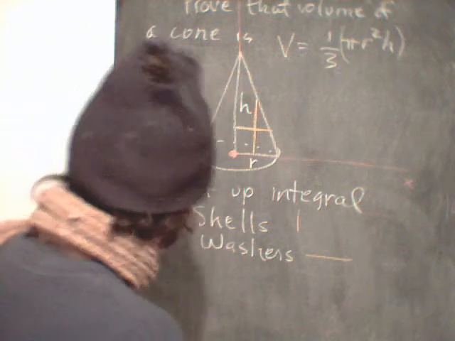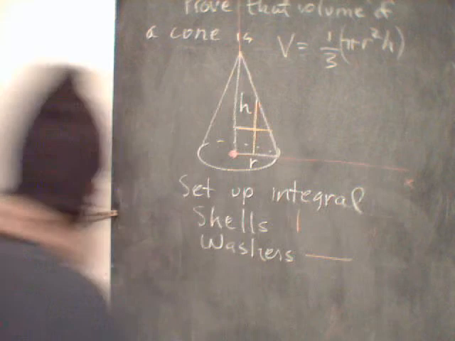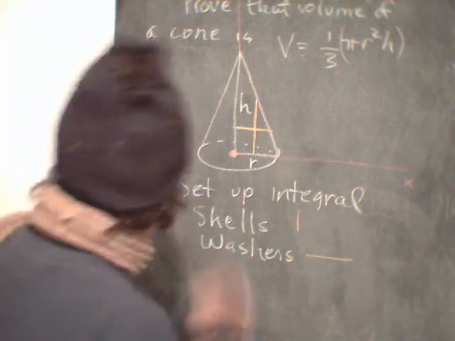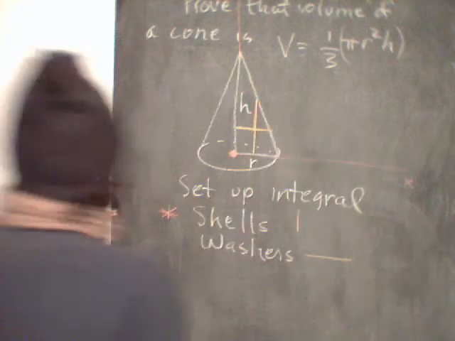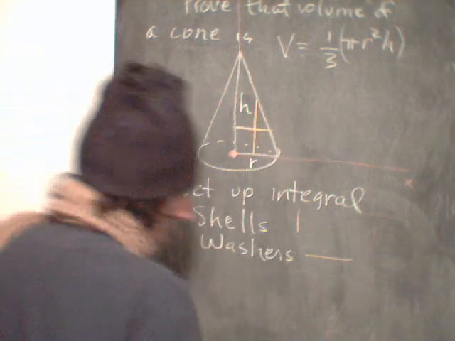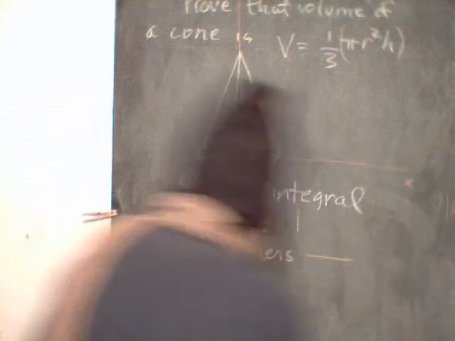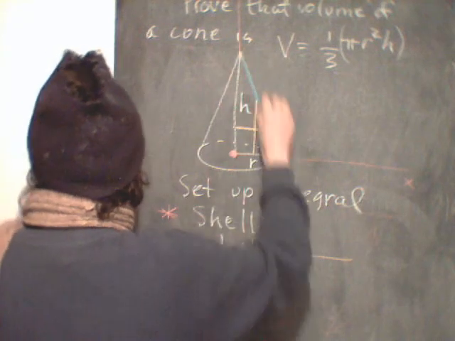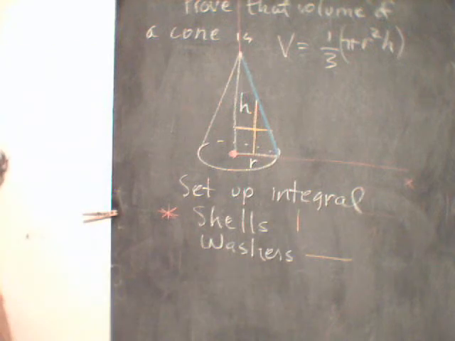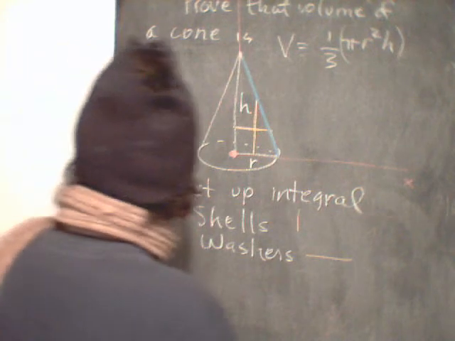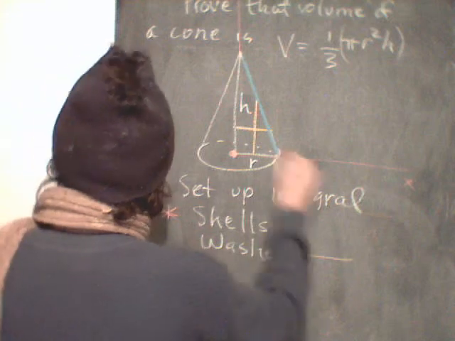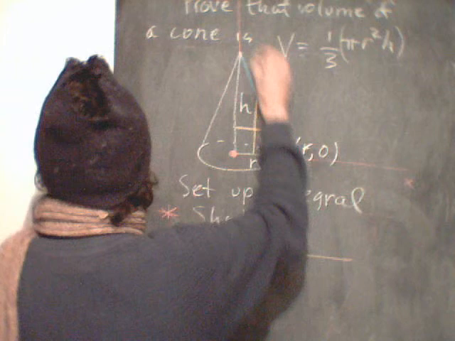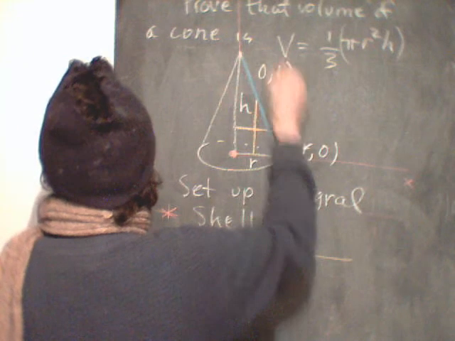So I'm going to use the method of shells. So what is the equation of this line? The line that I'm interested in is this blue line that is set up on my rectangular coordinate system. Well, that goes through the point (r, 0) and (0, h) up here.